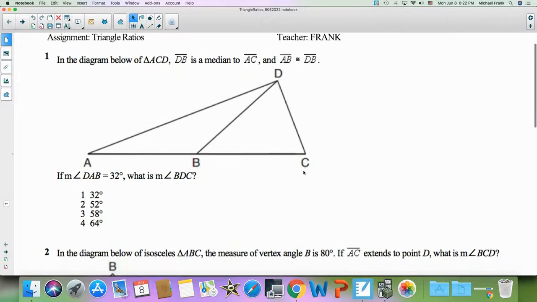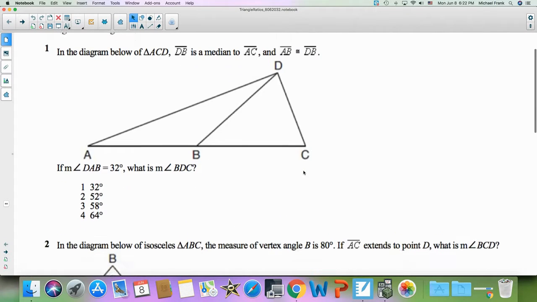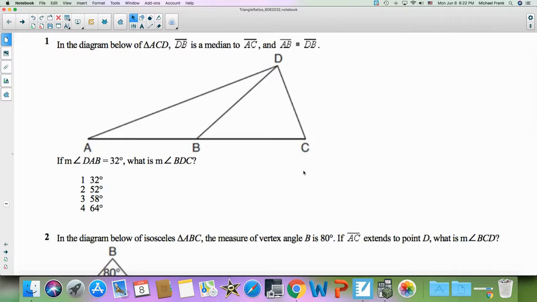Okay, let's take a look at your homework on triangle ratios. Some of these were ratio problems and some of them were just problems that have to do with triangles. So let's just do them in order.